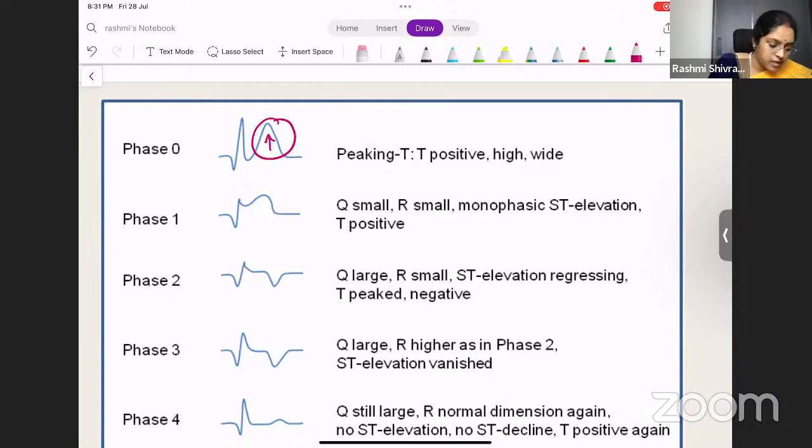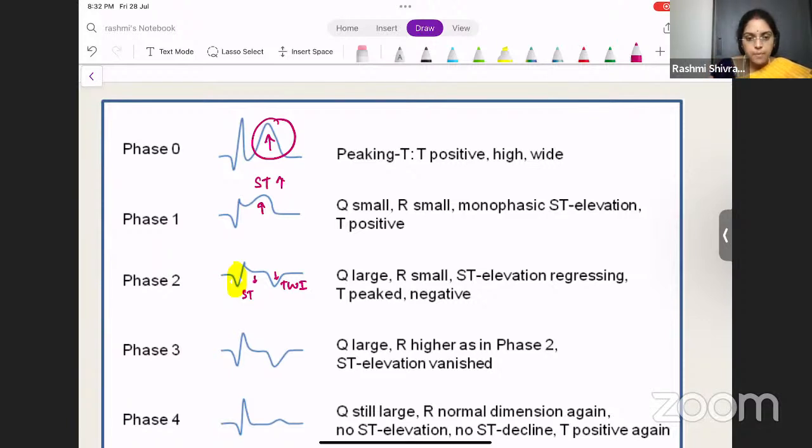Then what happens in the second phase? There will be an ST elevation. Then what happens in the third phase? The ST elevation starts coming down, and the T wave inversion begins. One more thing you can see here is that a Q wave is being formed. There is an ST segment depression, and the ST segment is coming down to normal.